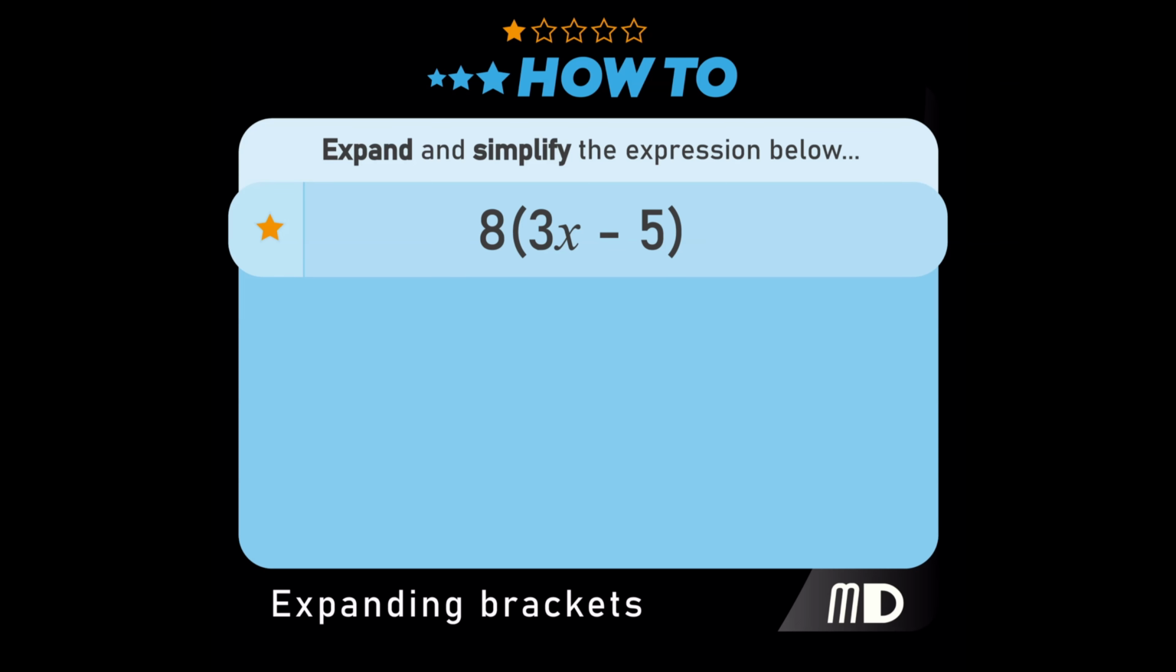8 multiplied by 3x minus 5 is expanded by multiplying 8 by every term inside the bracket, paying close attention to the minus sign in front of the 5. 8 multiplied by 3x is 24x. 8 multiplied by minus 5 is minus 40. The expanded expression is therefore 24x minus 40.